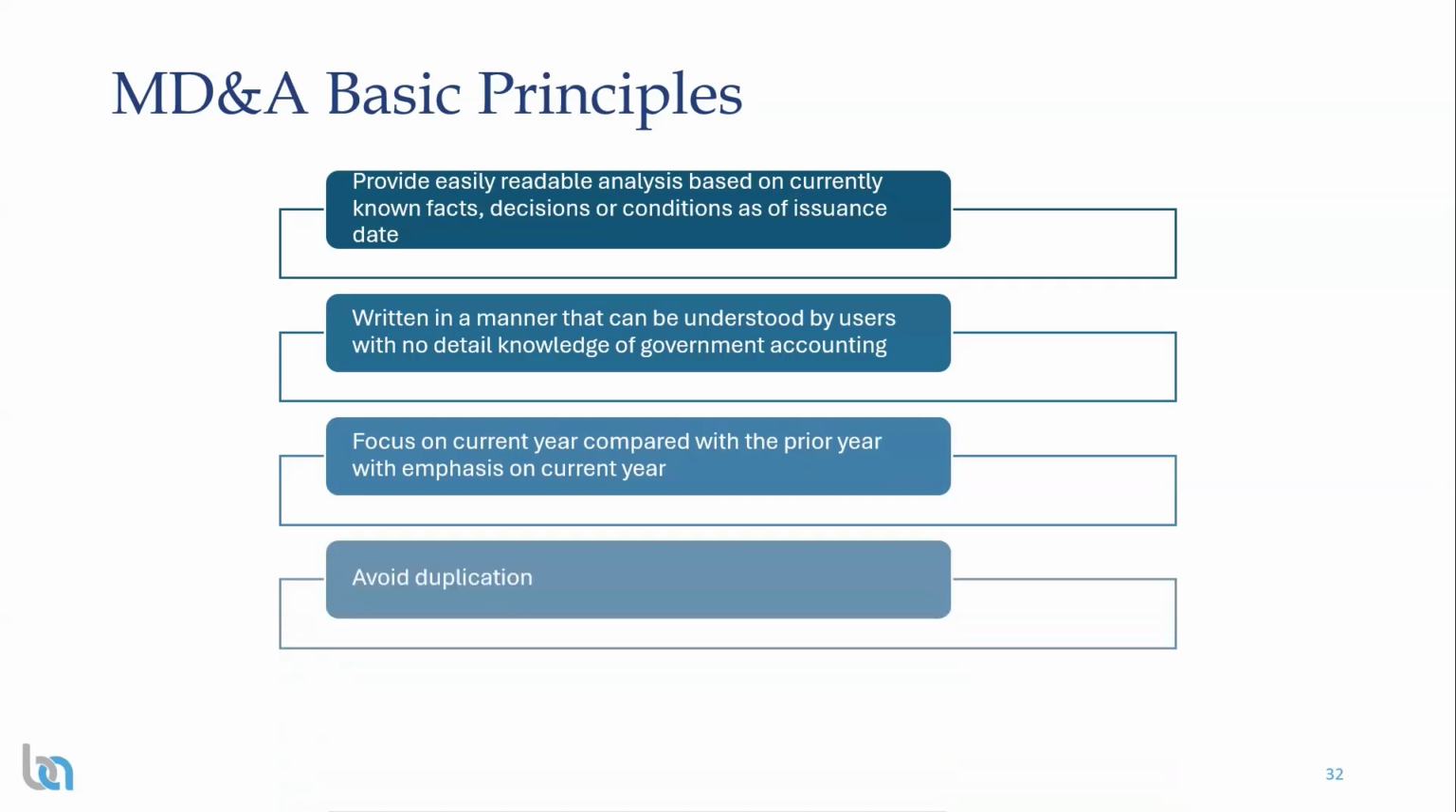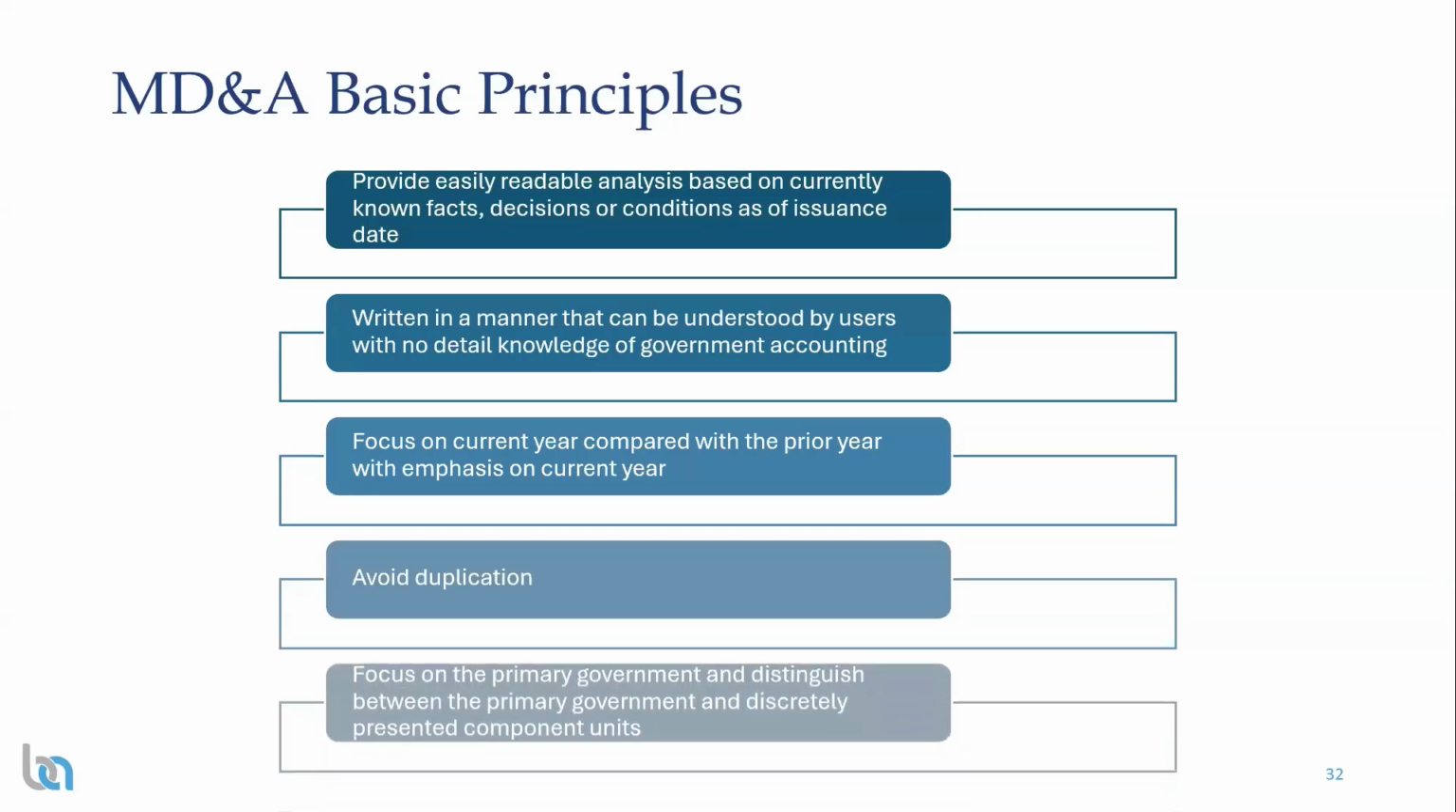Avoid duplication. We're going to talk a lot about that. They really want to make sure that you're not repeating the same explanations over and over again. The explanation for the government-wide can be exactly the same as the explanation for the general fund. Same factors contributed to the increase in revenues, increase in equity. You don't need to repeat that under the government-wide and the general fund. You have to really try to avoid duplication.